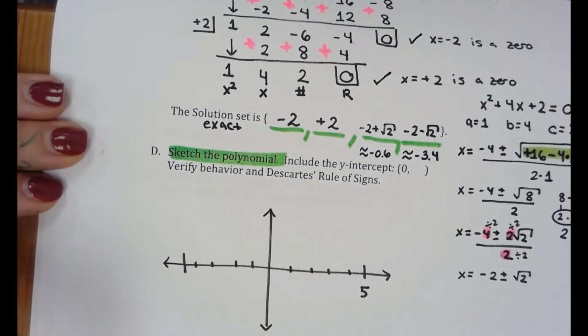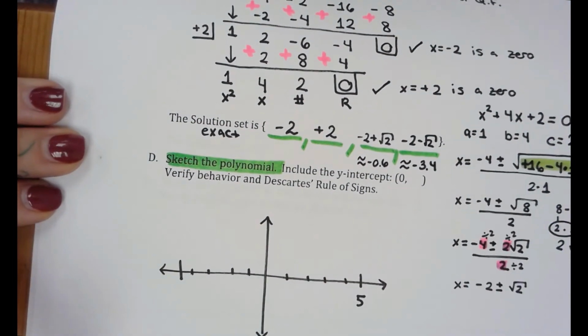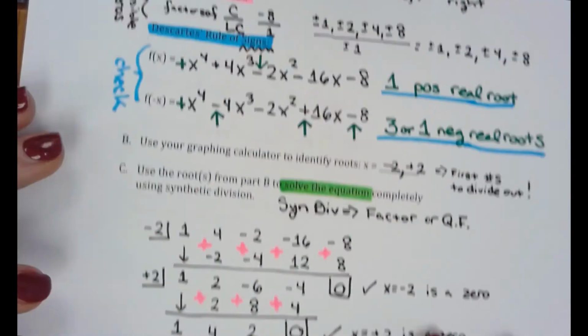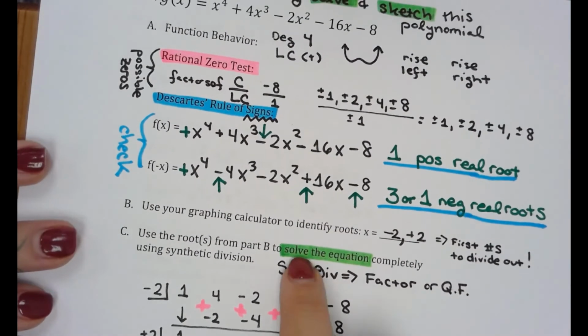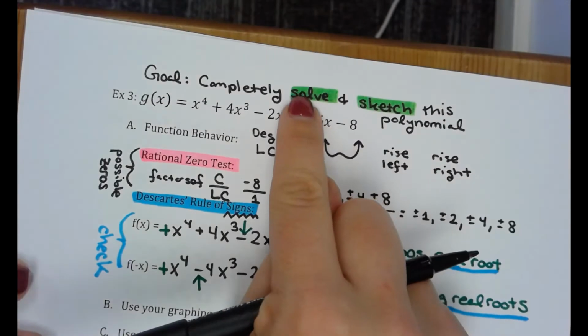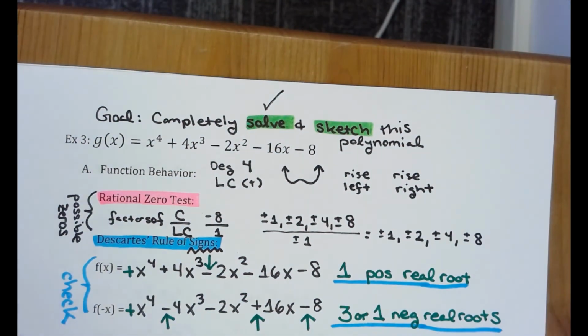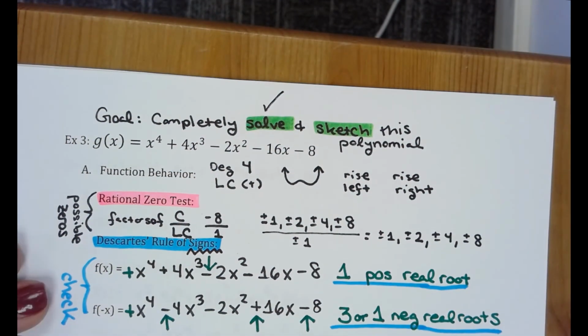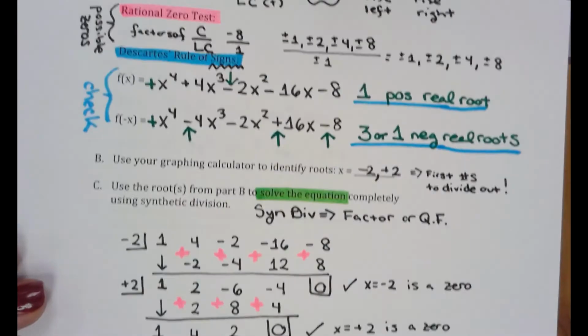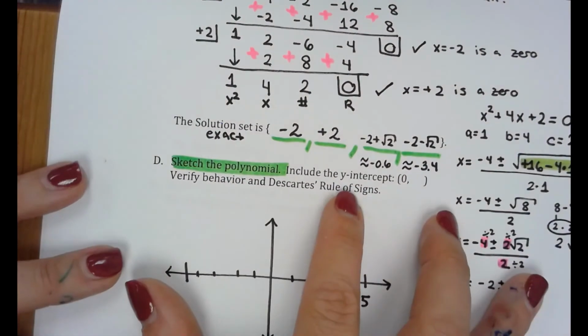All right, we have accomplished goal number 1, which I know you guys are laughing at right now because we have completely solved the equation. So goal number 1, we have completely solved the polynomial. We have our 4 answers, and now we're going to get ready for our goal number 2 to sketch it. So I'm going to come down here.